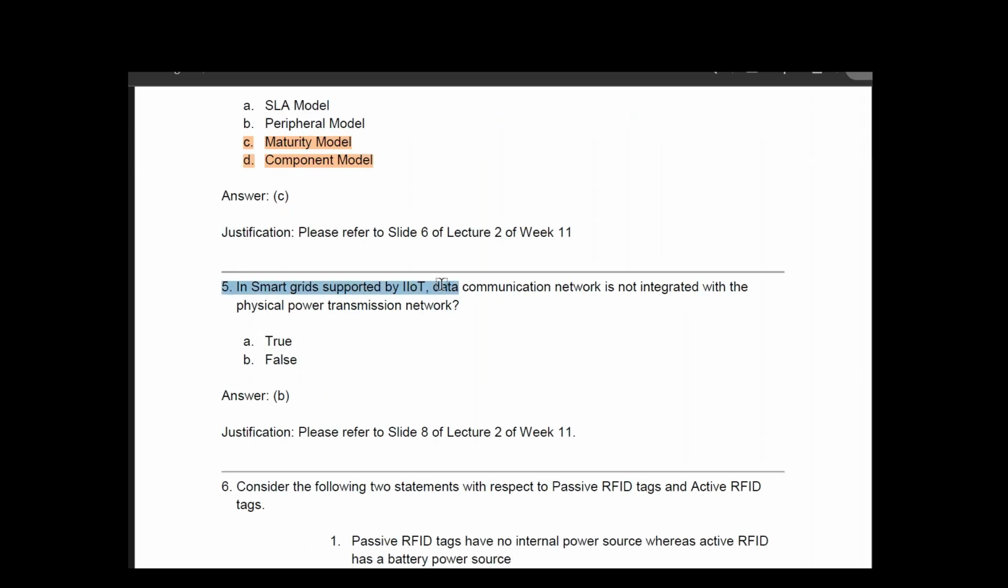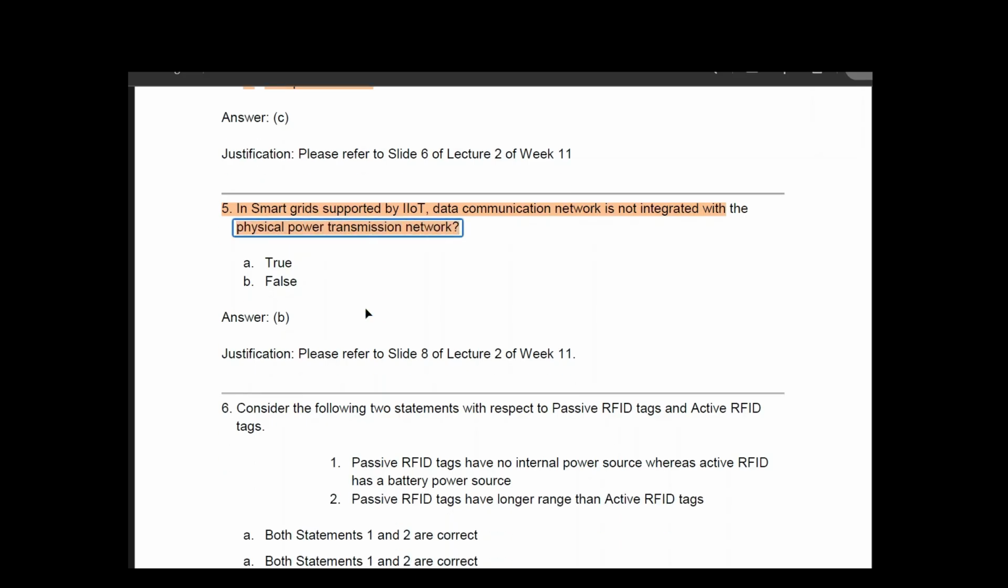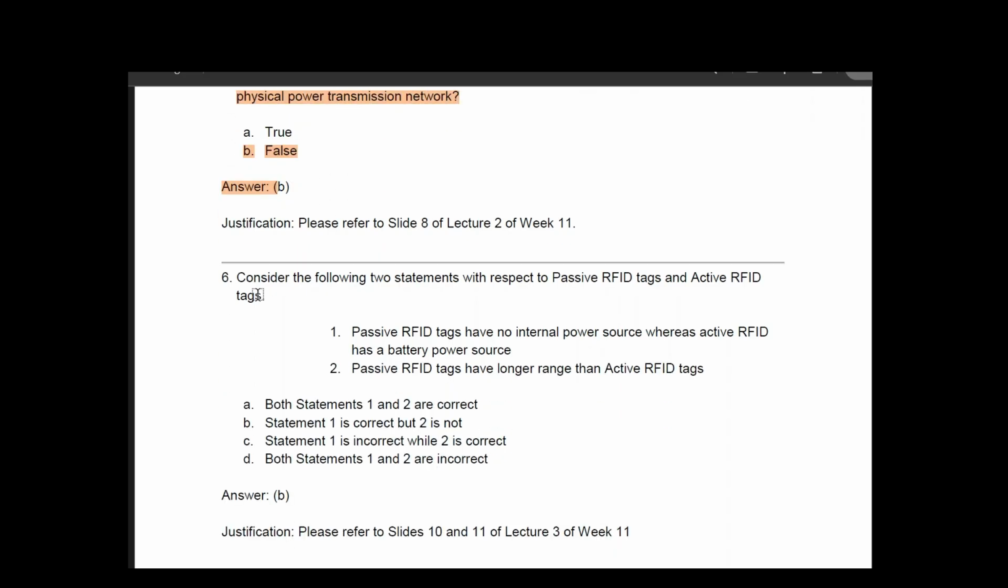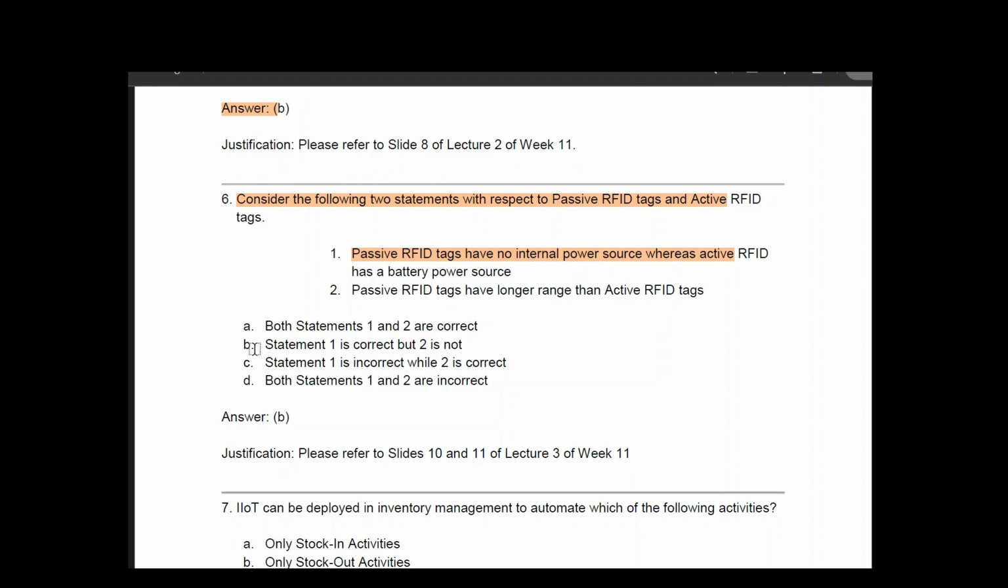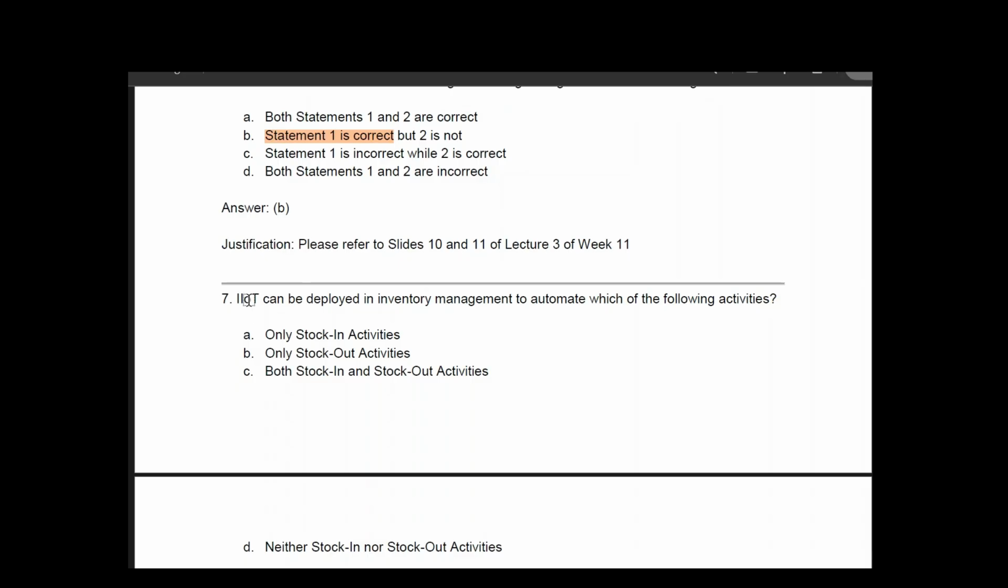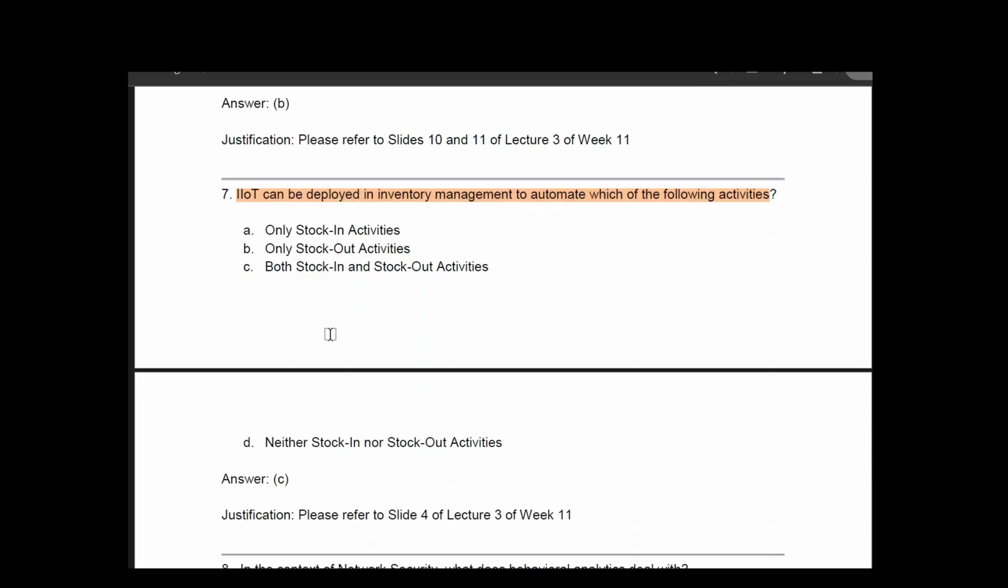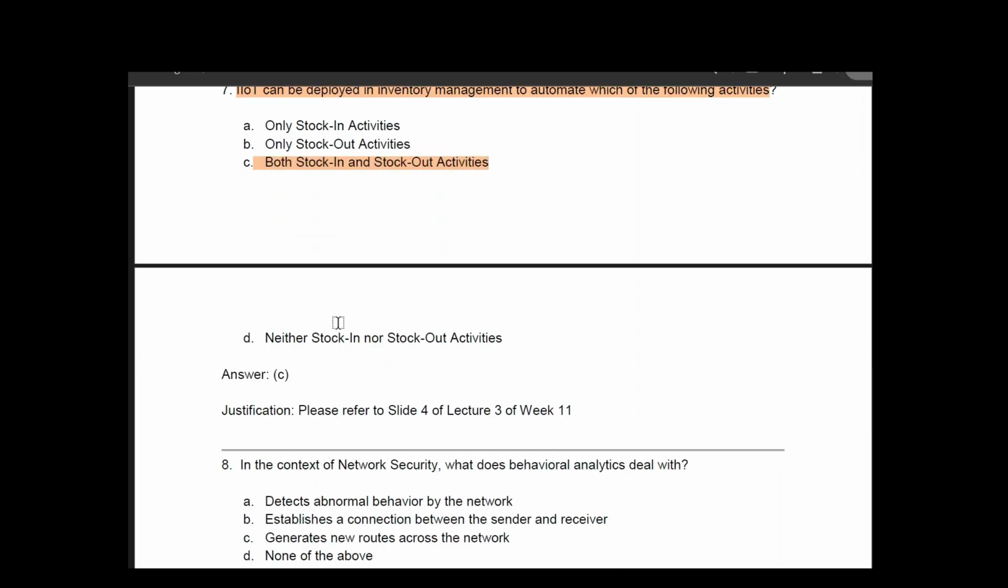In smart grid supported by IoT, data communication network is not integrated with the physical power transmission. So it is B, false. Which of the following? Consider the two things that have been given out here. Passive RFID tags have no internal power source. You can have a read of both. The first statement is correct, but the second one is not. IoT can be deployed in inventory management to automate which of the following activities. So it is both stock in and stock out activities.